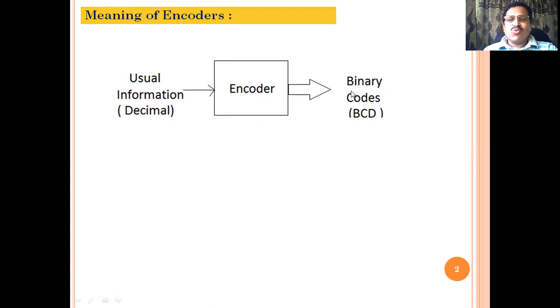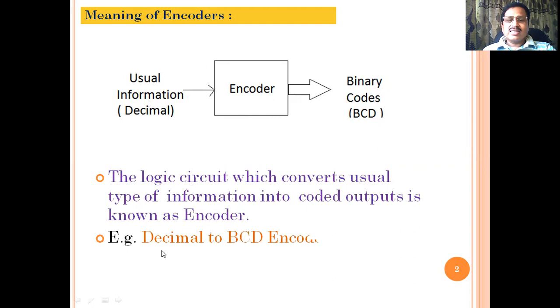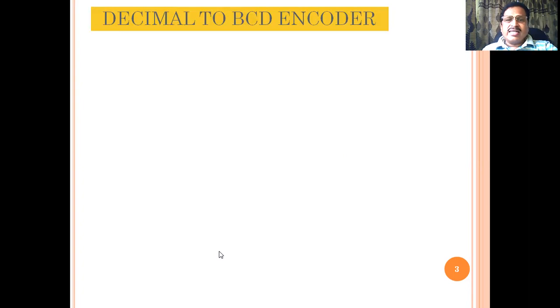You have learned different types of codes. One of the codes is the BCD code, as an example. So a logic circuit which converts the usual type of information into coded outputs is known as an encoder, and we have only one example in our syllabus, that is the decimal to BCD encoder. Besides this, you'll find many more types of encoders are available, such as decimal to octal, decimal to hexadecimal, or other types of encoders, but we have only one as per our syllabus. We shall learn only that type of encoder in detail, the decimal to BCD encoder.